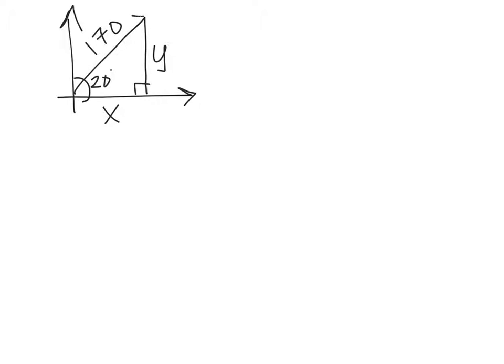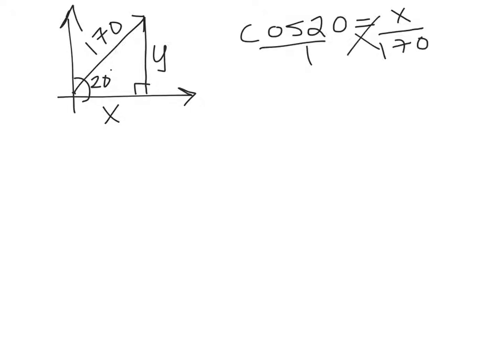So in my diagram here I have vectors. The 170 is representing the velocity at which the ball is hit, that initial velocity, and then 20 is our initial angle. So cosine of an angle, cosine of 20 is equal to the adjacent over the hypotenuse. And then we can solve this for x. So we would get x equals 170 times cosine of 20.